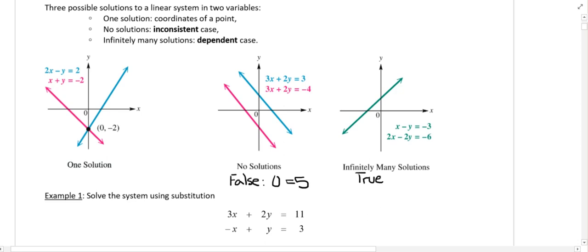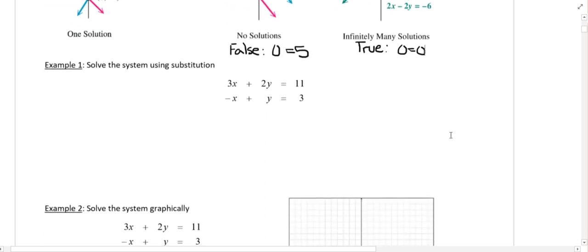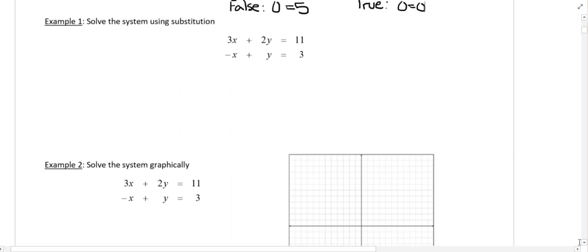That means everything will probably end up canceling out when you do this algebraically, and you're going to get 0 equals 0. So let's review substitution, graphing, and elimination here, our three methods to solving our systems. For substitution, you're going to solve for one variable in one of the equations.